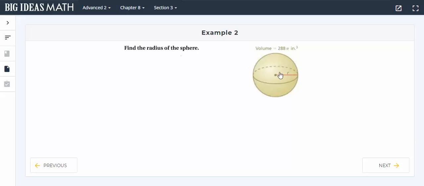This time we want to find the radius of the sphere. We don't know it. We still start with the volume formula, 4/3 pi r cubed. We don't know r, so that's going to stay r. But we do know that 288 pi goes here.